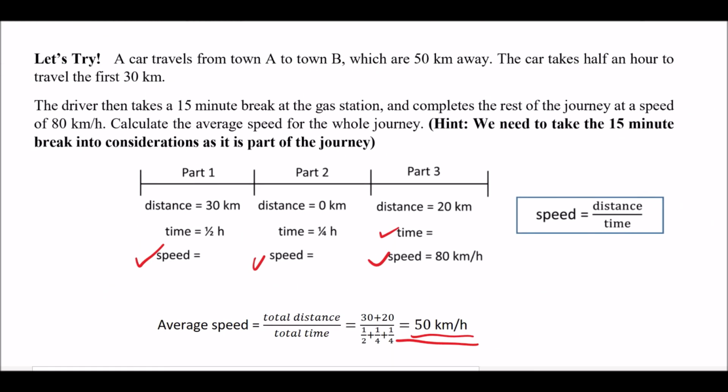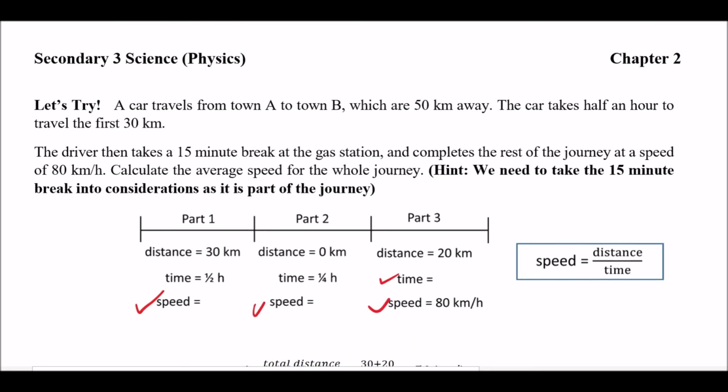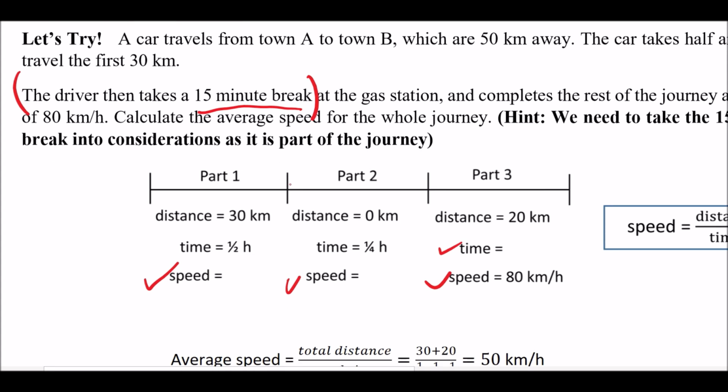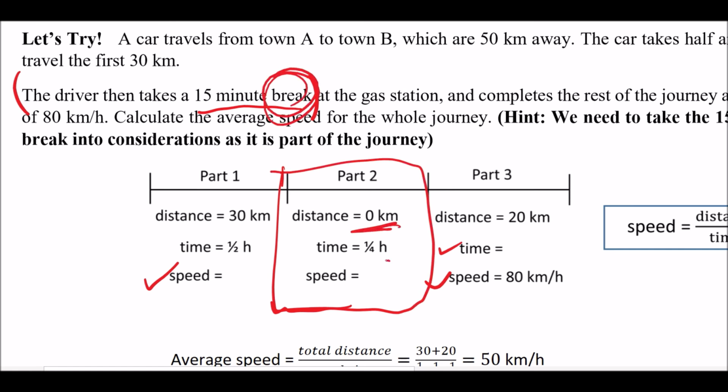But first of all, I need to let everyone know that for this part here, the driver takes a 15-minute break at the station. This 15 minutes is to be taken into account for the whole journey because it's part of the journey. Hence, I have part 2 over here. You realize that the distance is 0 because it's taking a break. Time is 15 minutes, 1/4 hour. You need to take the time into consideration when you calculate the average speed for this journey. So far so good.